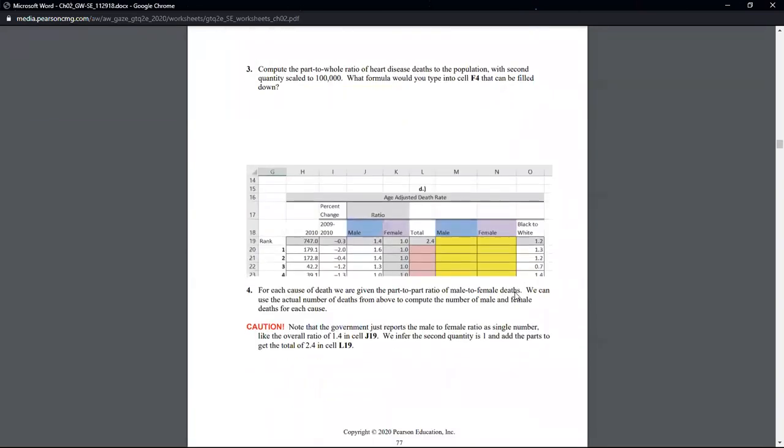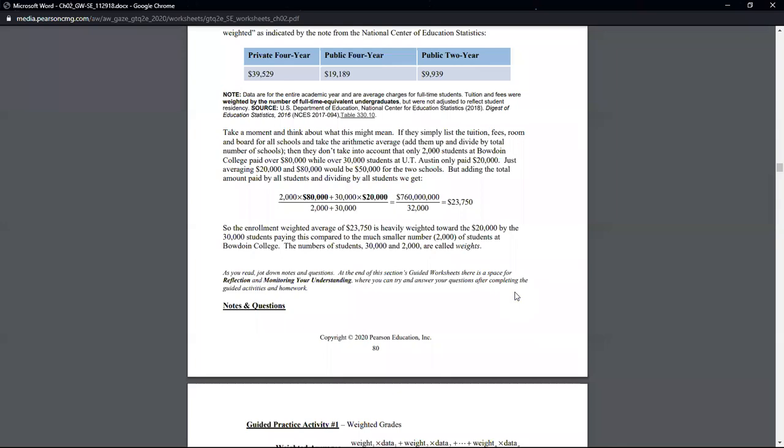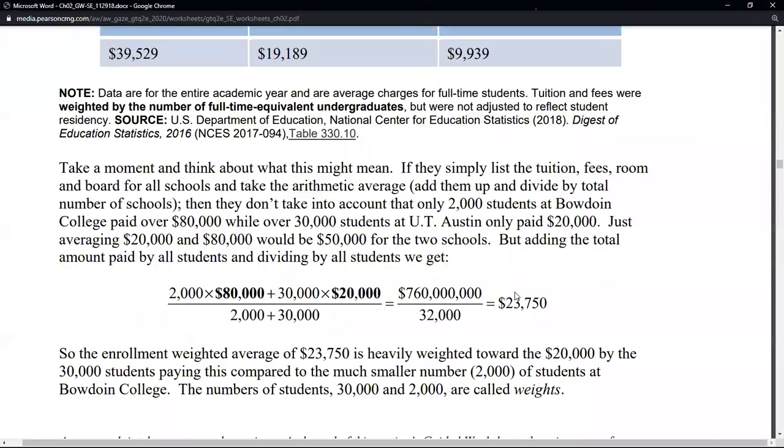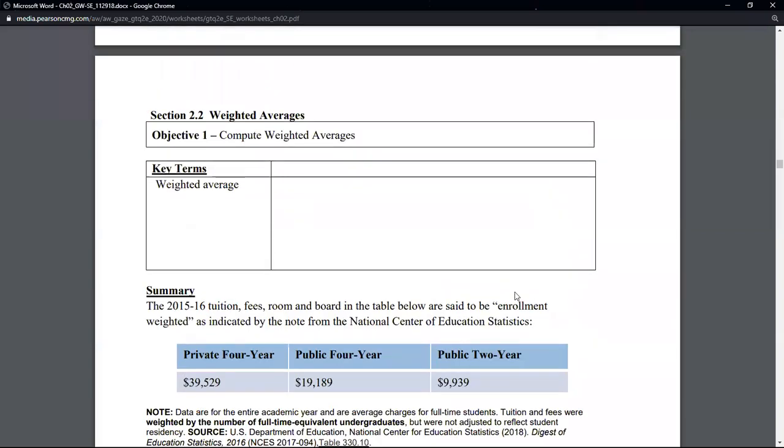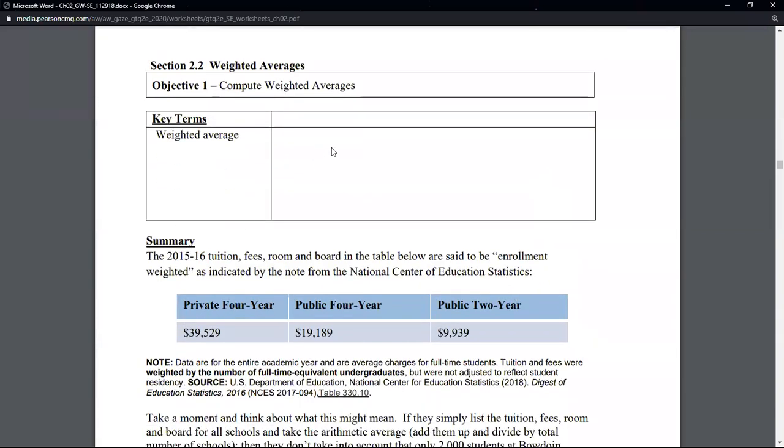Scrolling, scrolling, scrolling. Such a long section. So I just want to peek at the intro to this 2.2 section. Weighted average, you could just write your formula there if you wanted to.